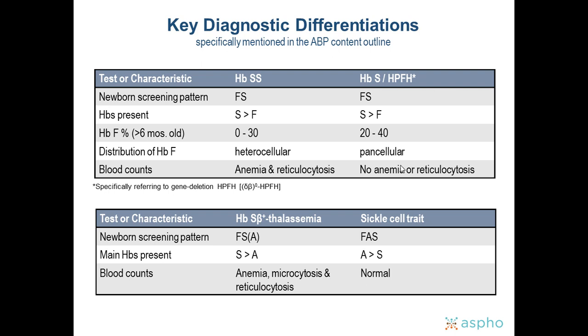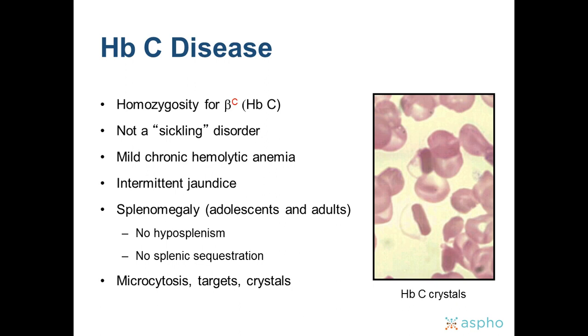This person won't. And the other thing they call out is how do you differentiate sickle beta plus thalassemia from sickle cell trait? Newborn screening pattern will be FSA as opposed to trait FAS. There's more A than S, so that's sickle cell trait. And sometimes in sickle beta plus thalassemia, there's not enough beta and not enough A present to be detected, so sometimes it's an FS pattern. But beyond that, there's more S than A in sickle beta plus thalassemia and more A than S in sickle cell trait. And of course, these have normal blood counts. These people have anemia, microcytosis, and reticulocytosis.